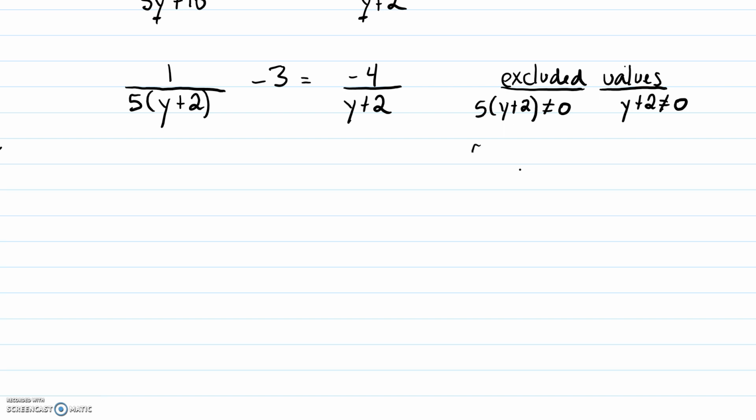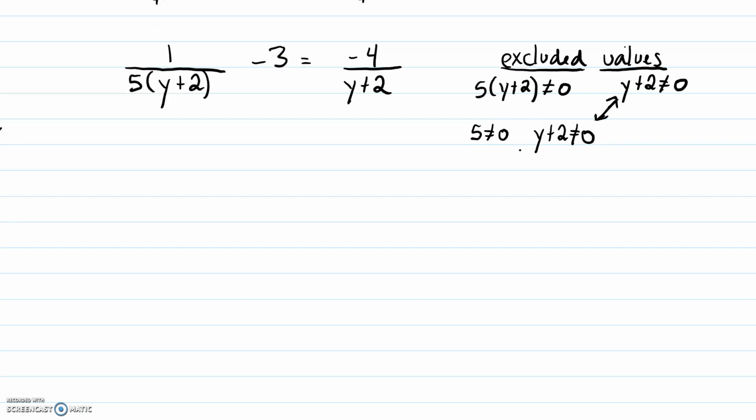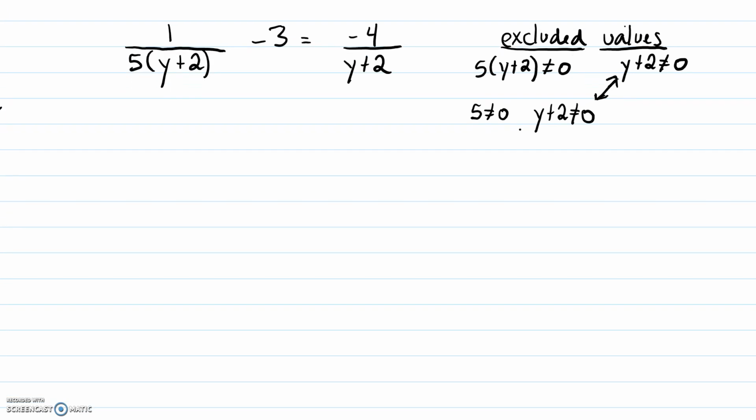Alright, so let's take 5 times y plus 2 cannot equal 0. When you have a product, you're just going to take each factor and set it equal to 0. Now these two are the same, you don't have to repeat, so we'll just solve this y plus 2 and get our excluded value that satisfies both of those equations. So y plus 2 does not equal 0. We want to subtract 2 from both sides. So one of our excluded values is negative 2. Y cannot equal negative 2. If it does, it causes an undefined expression.